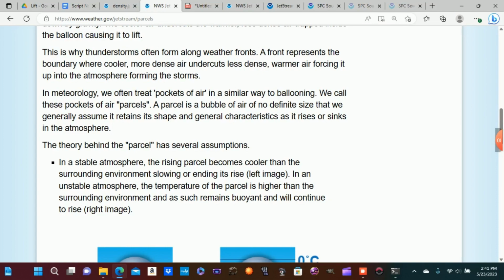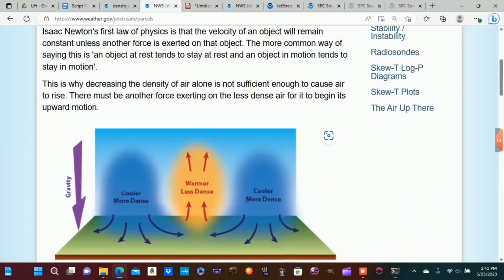To simplify it, parcel theory dictates that when an air parcel warms, it becomes less dense than the surrounding environment, like you see here in this graphic, and that comes from weather.gov/jetstream. But that's not all that you need for air parcels to rise, and they won't rise freely on their own. This means that we need a trigger to begin this process, or lifting mechanism.